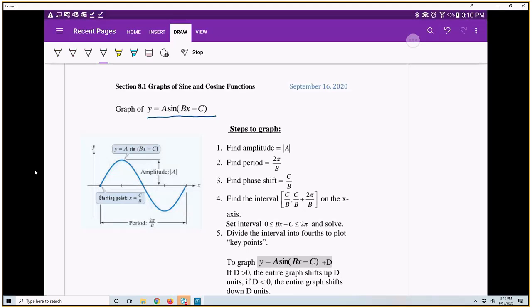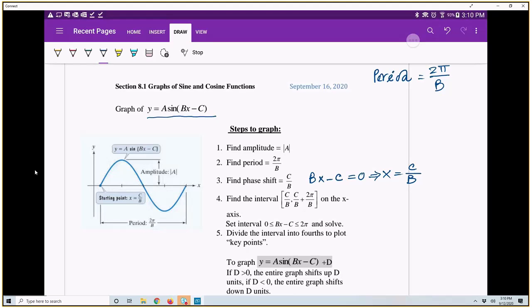The period of this sine function, remember the original period of a sine function is 2 pi units. The period of this transformed function is given by 2 pi, the original period, divided by the multiplier b. The phase shift is given by the constant c over b. One other easier way to remember the phase shift is thinking about this input bx minus c, setting it equal to 0, and solving for the variable x. So that is c over b.